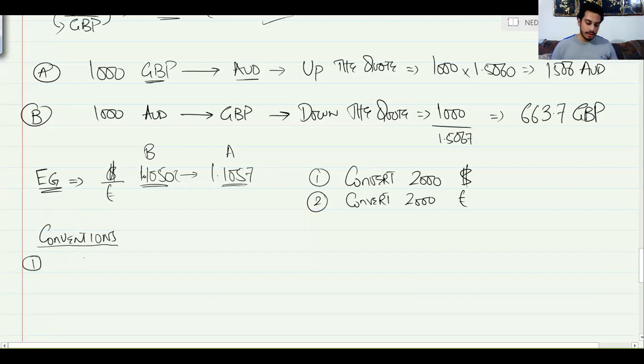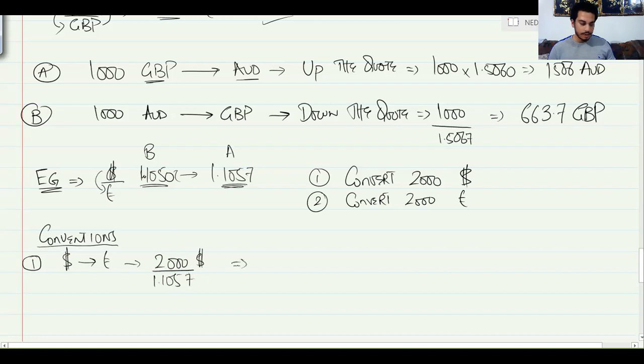So number one is converting $2,000. I'm going from dollars to euros. For that, if I'm going dollars to euros, I'm going down the code. I'm converting $2,000, so I'm going down the code. So simply I take $2,000. Down the code, ask, divide. So I use the ask code and I divide that.